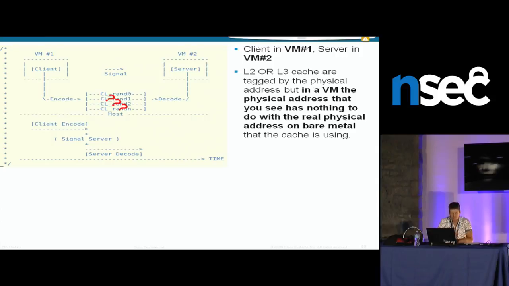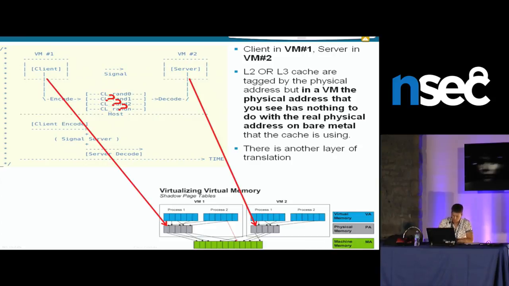So the cache lines that we were using before to do modulation in L2 or in L3 are tagged by the physical address. But in a VM, the physical address that you have, you cannot see what's going on in the host. Basically, there is another layer of translation, and as this picture is showing, you don't have access to that information. So you don't know what is what from a physical point of view.